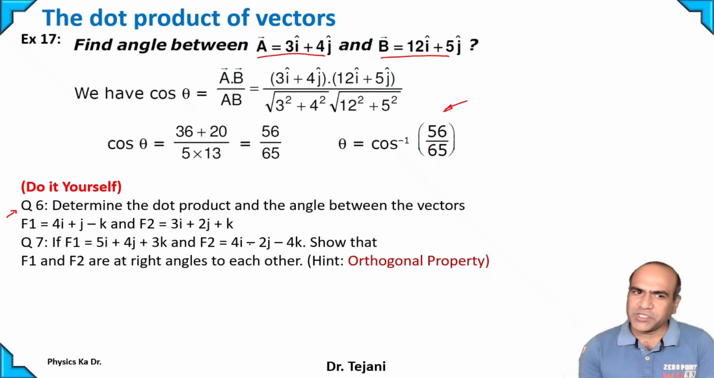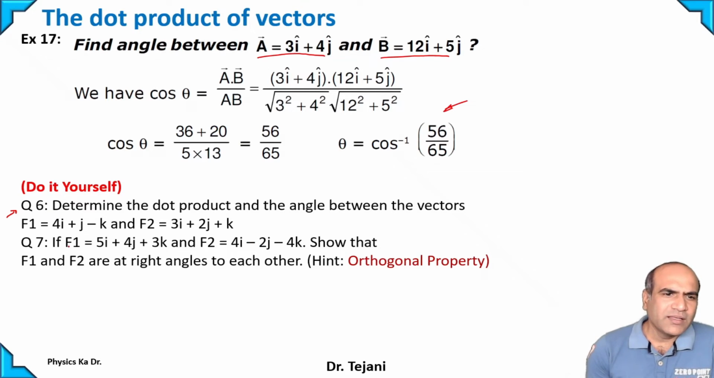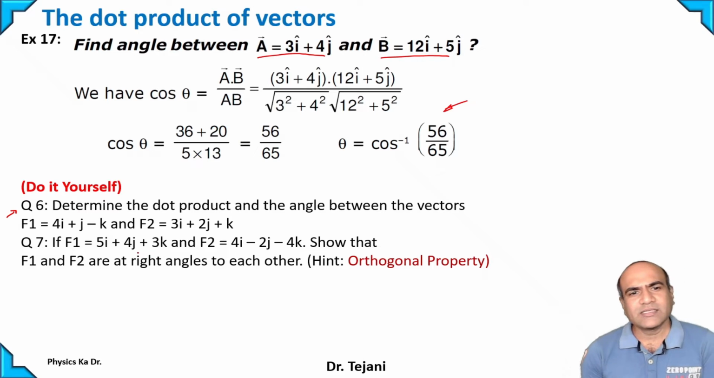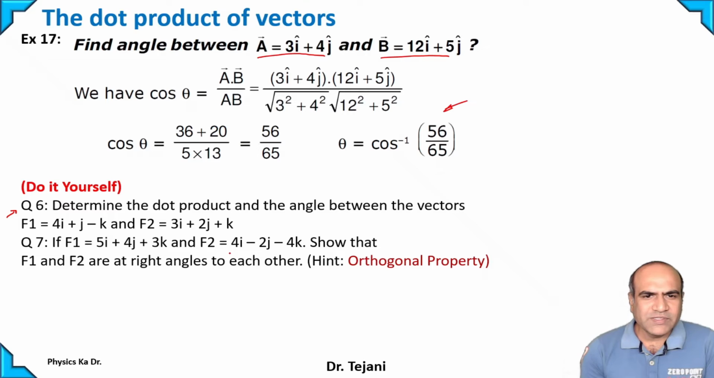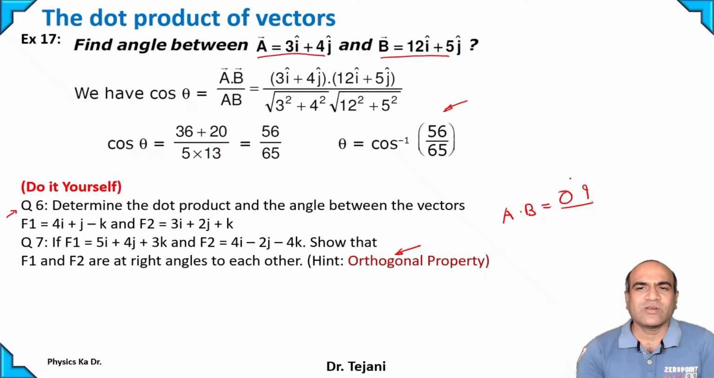One more, question number 7. F1 is equal to 5i plus 4j plus 3k and F2 is equal to 4i minus 2j minus 4k. Show that F1 and F2 are at right angle to each other and you can use the orthogonality property. What was the orthogonality property? You just go back to a certain slide so you will understand. A dot B is equal to some value, it was there, 0 or not. Solve it. You can do it by yourself.